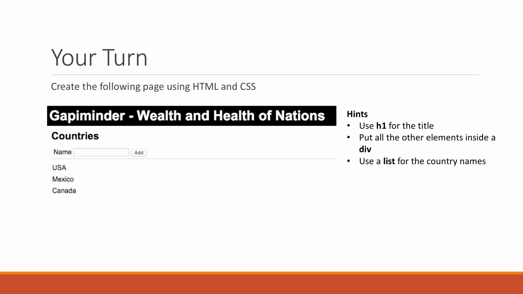Some hints for you: use H1 for the title and put all the other elements, so from the country name and the lists, everything inside one div. This will be useful in the future. And use a list for the country names. Although you cannot see the dots on the left, this is a list, and you have to remove the dots, but it's still a list. As I said, we always think of HTML as a way to structure the page, so we don't care if later we are going to remove dots, change color, or change how it looks.